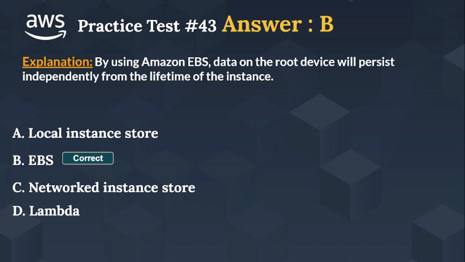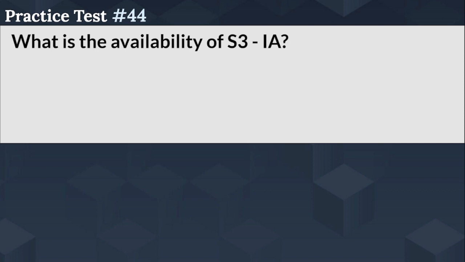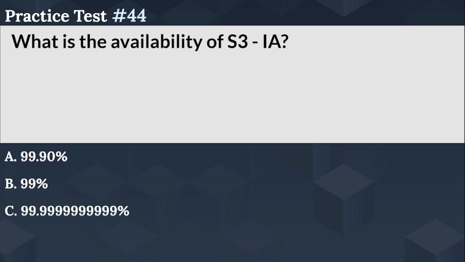So the next question is, what is the availability of S3 IA? So the options are: Option A, 99.90%. Option B, 99%. Option C, 99.9999999999%. Option D, 95%. Please select your answer in the next 5 seconds.